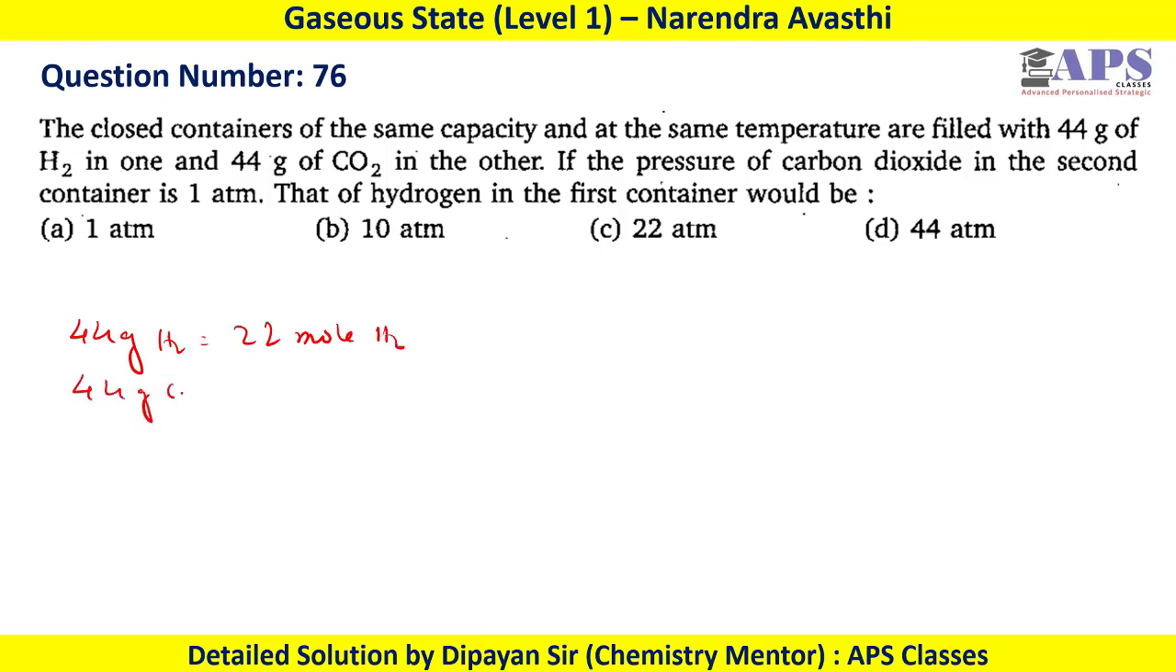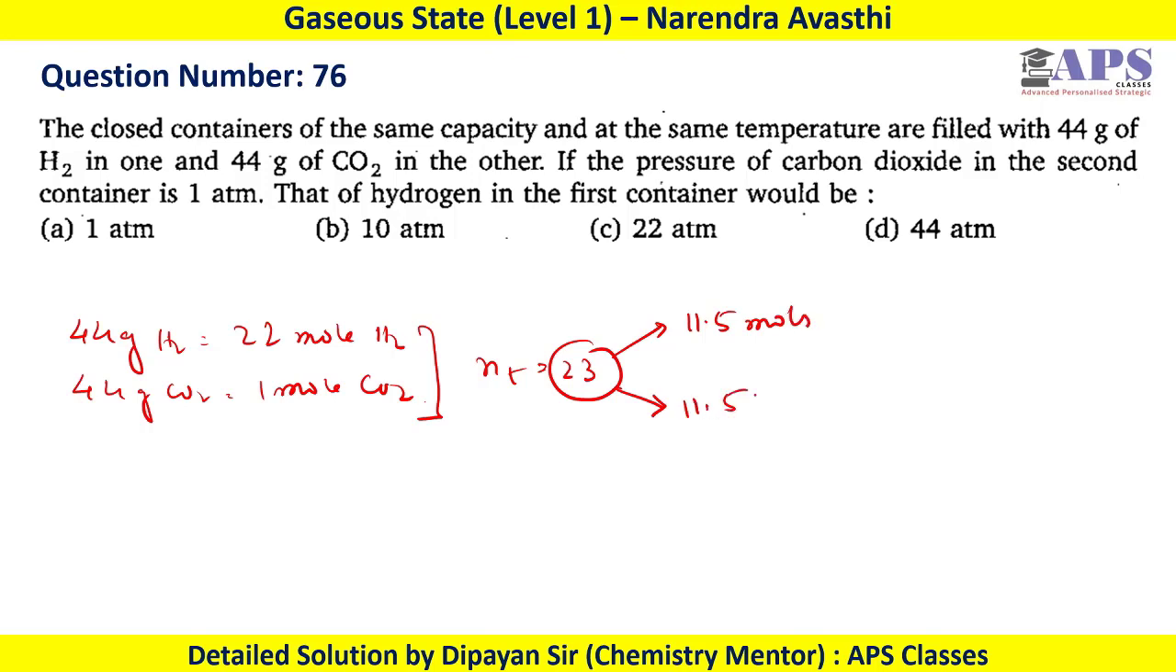44 gram of CO2, that is 1 mole of CO2. Okay, so now the total number of mole is 23. We have 2 containers, and in 2 containers equally these 23 moles will be distributed. So in one container we have 11.5 moles and in another container we have 11.5 moles.